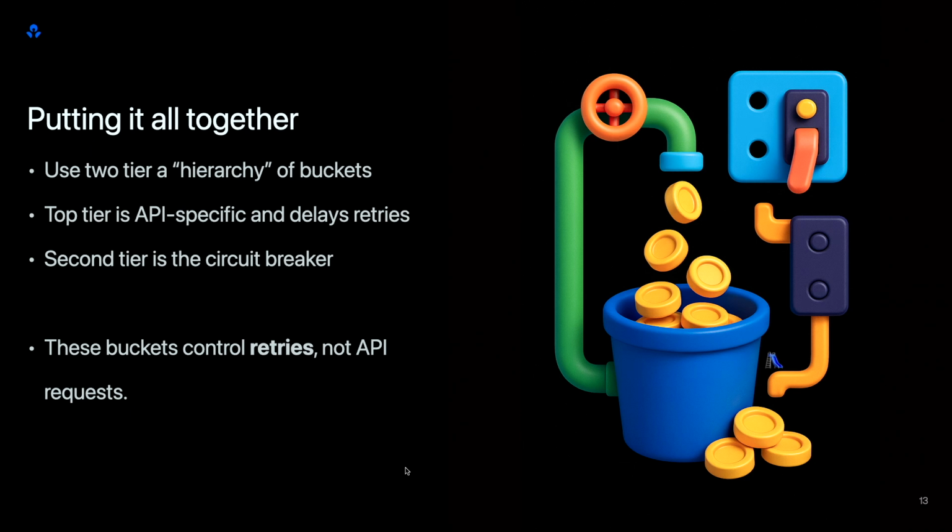And then the second tier is the circuit breaker. Now, in most apps, I would say the circuit breaker would be global. But if you have one set of APIs that live on one infrastructure and one set of APIs that live on a completely different infrastructure, you might want to put them into separate circuit breakers, because the chances of them both being impacted at the same time is low.